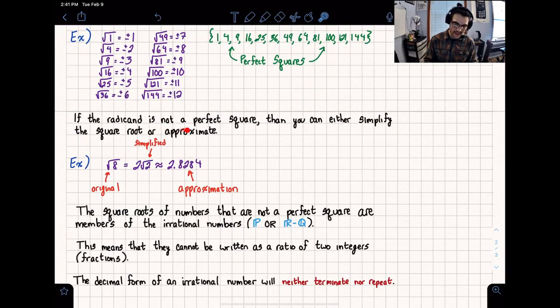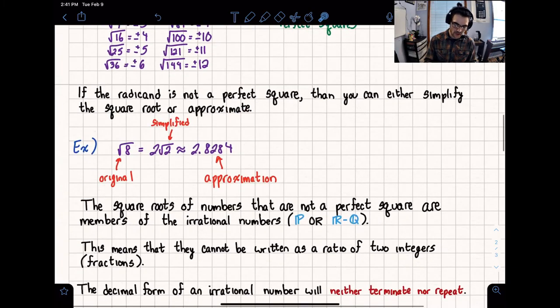If the radicand is not a perfect square, then you can either simplify the square root or approximate. So here I did the example with the square root of 8. This is the original problem we're given. If you were to simplify this, you would get 2 times the square root of 2. I'm not going into how you solve that now. That is in the scope of another video. But I just wanted you guys to know that it can be simplified to a different form.